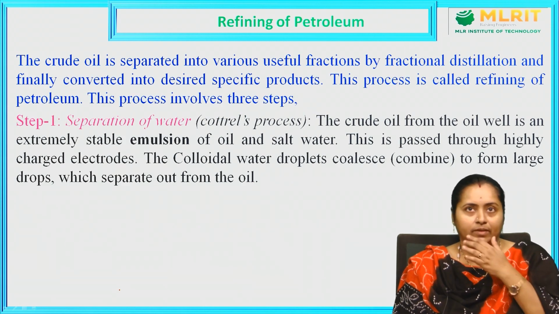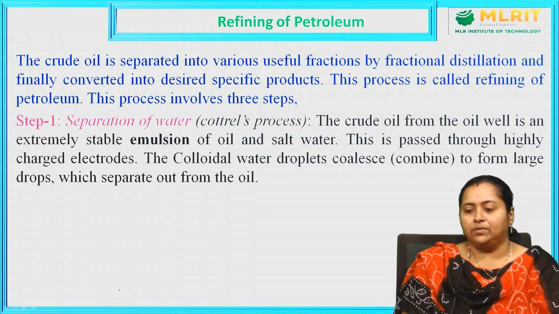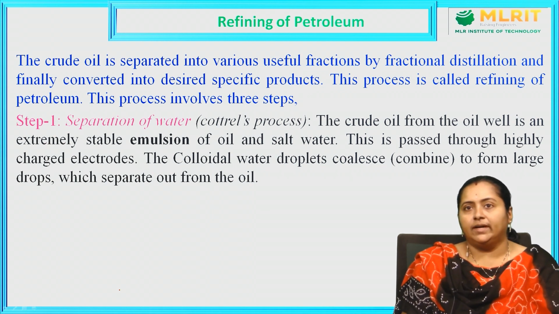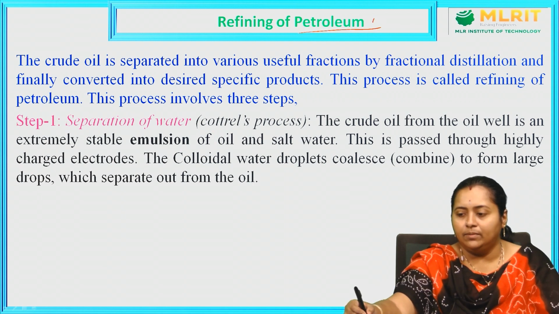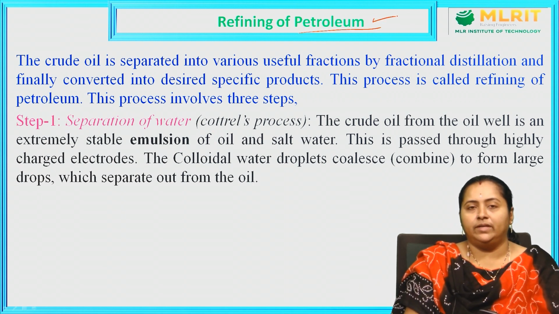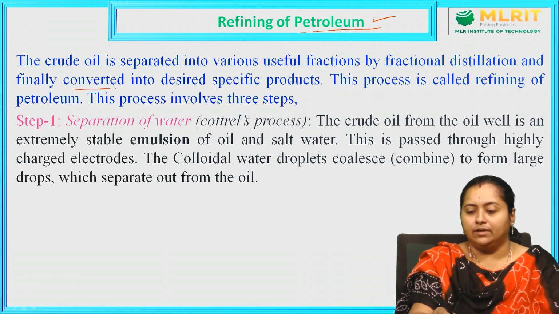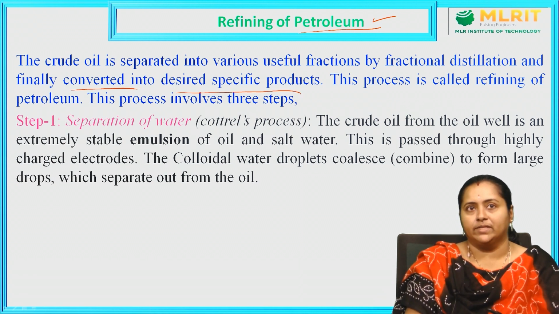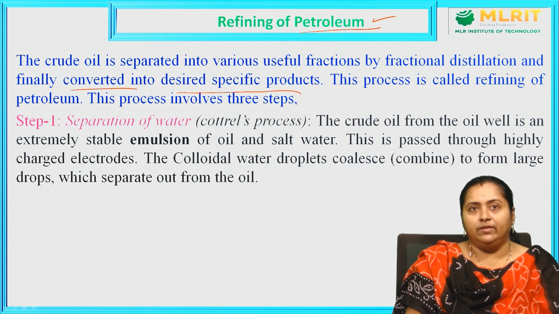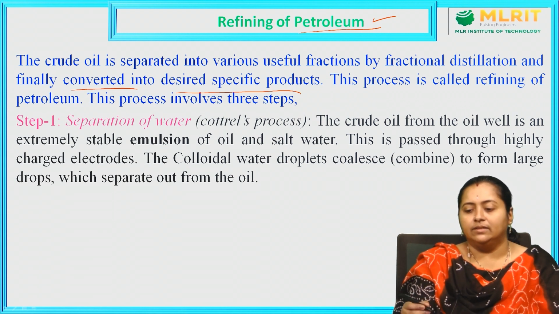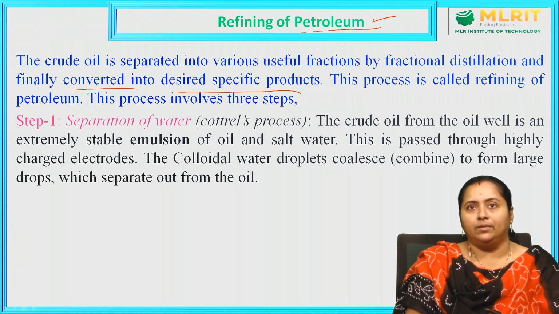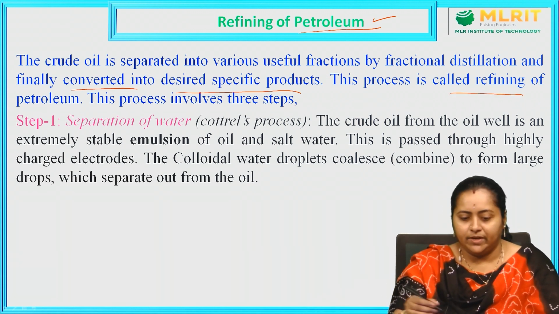So, let us go with refining, or we can say purification, of petroleum or crude oil. Refining is nothing but a kind of purification process of crude oil or petroleum. Crude oil is separated into various useful fractions by subjecting it to fractional distillation, and finally it is converted to desired specific products like petrol, diesel, kerosene, naphtha, heavy oil, and finally we will get CNG, that is compressed natural gas. All these we get as fractions from the refining of crude oil or petroleum.